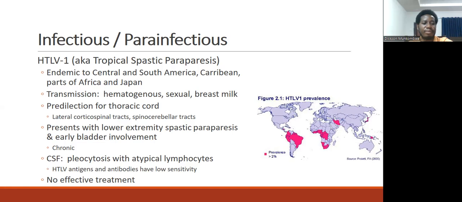This is a patient who comes with a slowly progressive paraparesis or bladder involvement. On CSF examination, you find that there's pleocytosis with atypical lymphocytes. HTLV antigens and antibodies have low sensitivity, unfortunately, and there is no effective treatment for it.